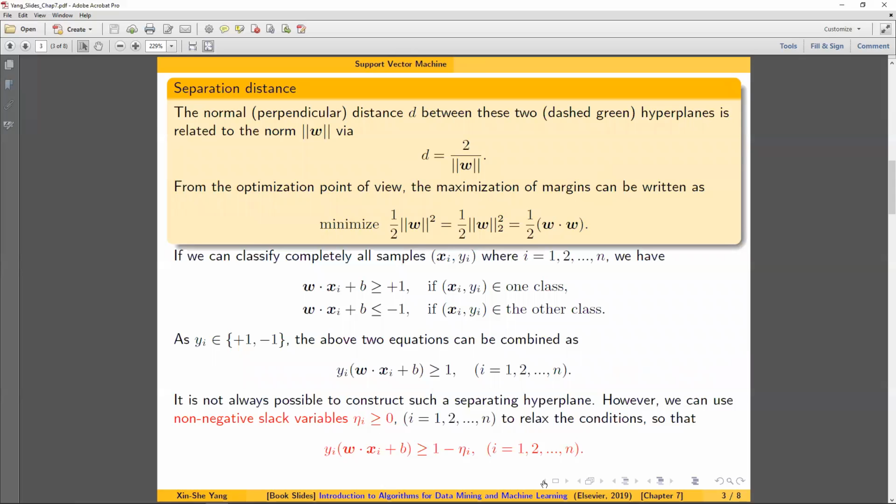The perpendicular distance between these two dashed green line hyperplanes is related to the W norm, and that distance is 2 over the W norm. From the optimization point of view, the maximization of the margin can be written as trying to minimize one half of the W norm squared. So instead of trying to maximize this distance, what we're trying to minimize is basically some form of the squared inverse of that, right? So we're trying to minimize this.